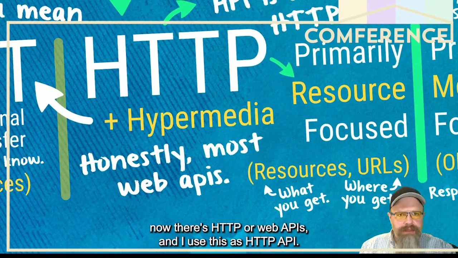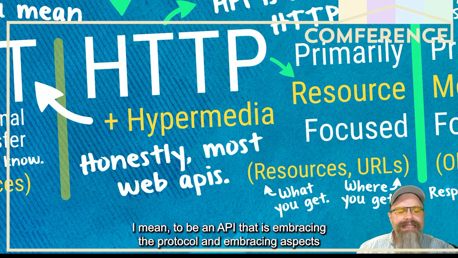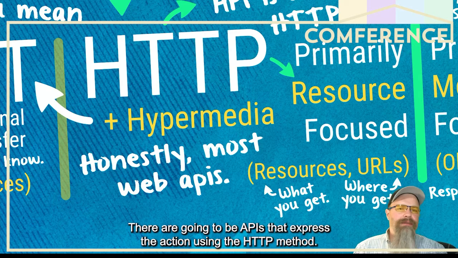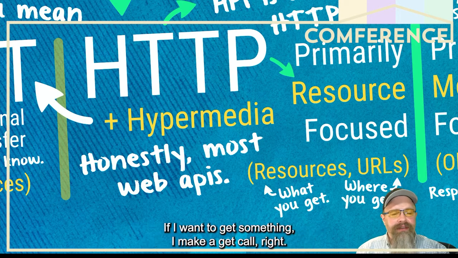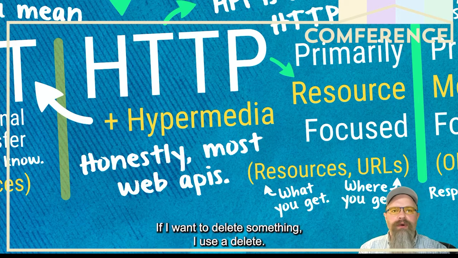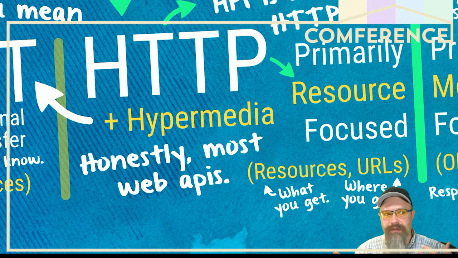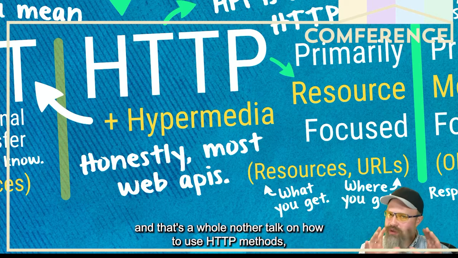Now, there's HTTP or web APIs, and I use this as HTTP API. I mean an API that is embracing the protocol, and aspects of the protocol that are useful in terms of APIs. These are APIs that express the action using the HTTP method. If I want to get something, I make a get call. If I want to delete something, I use a delete. If I want to post something, I use post. And if I want to update something, maybe I use post, maybe I use put, maybe I use patch. And that's a whole other talk on how to use HTTP methods.